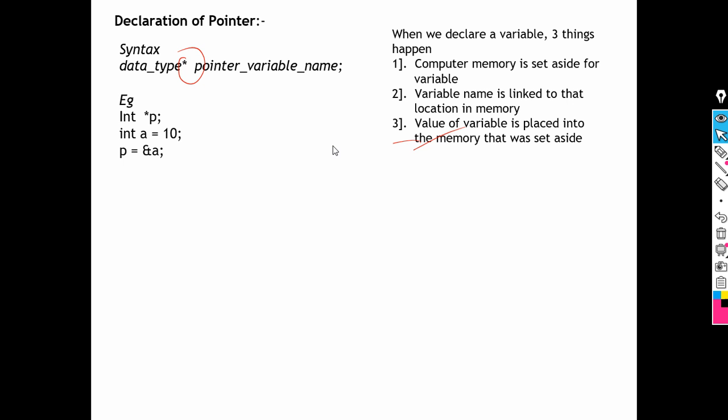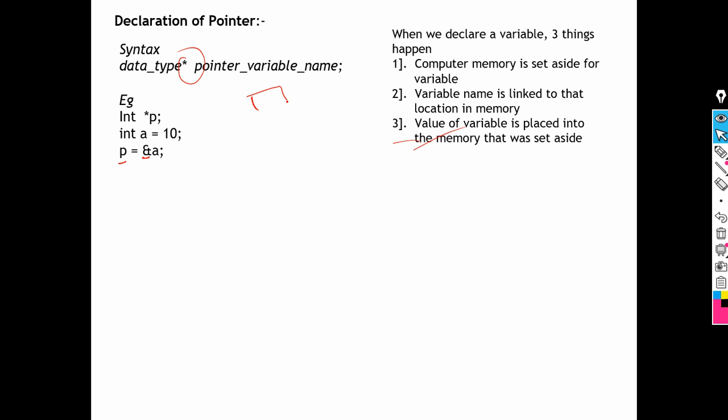You can see int *p, int a = 10. If I have to point to a with the help of pointer p, then first I have to assign the address of a to p. You can see the ampersand will give you the address of a, and you are placing it in p. So what happens now?